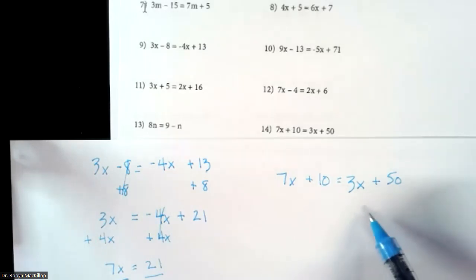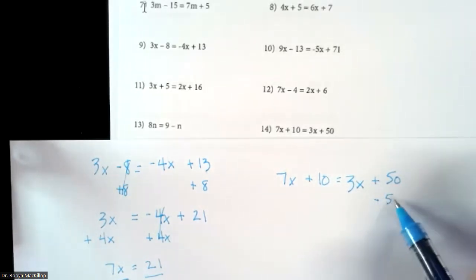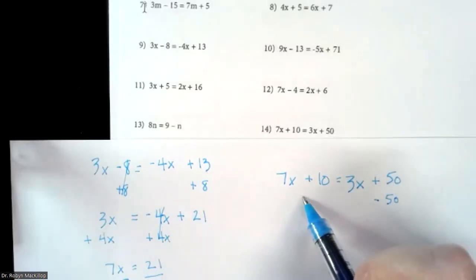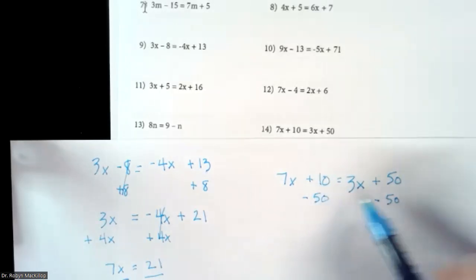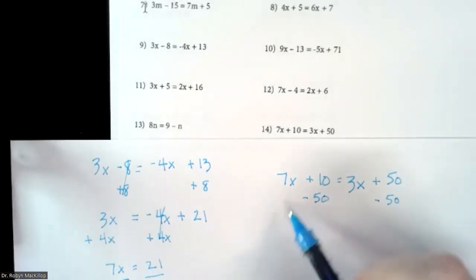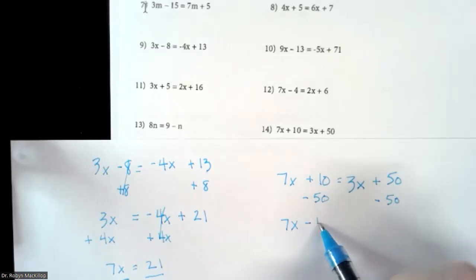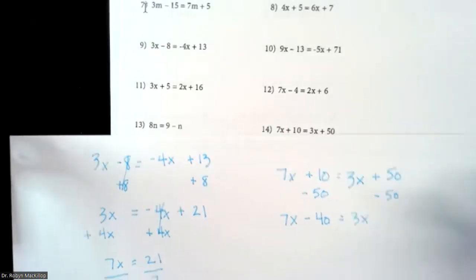50. Yeah, let's get rid of that 50. So we're going to take away 50, and that zeroes this side out, but that means we have to take away 50 from here. Numbers. So bring down 7x, because we haven't done anything with it yet, minus negative 40 equals 3x, 0, and that's gone.